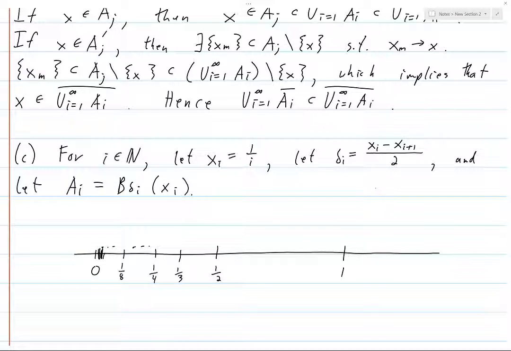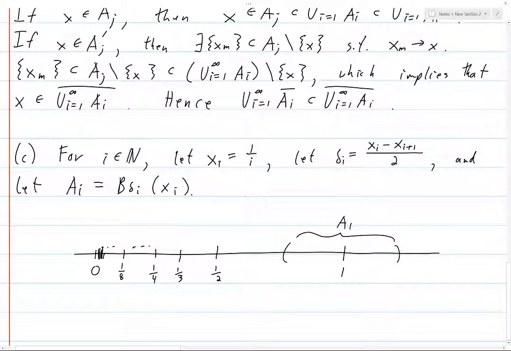So A1 is going to be 1 minus 1/2, over 2, which is 1/4. So A1 is the ball of radius 1/4 centered at 1. If we go from 1 to 1/2, then 1/4 is this distance. So this interval here is A1.